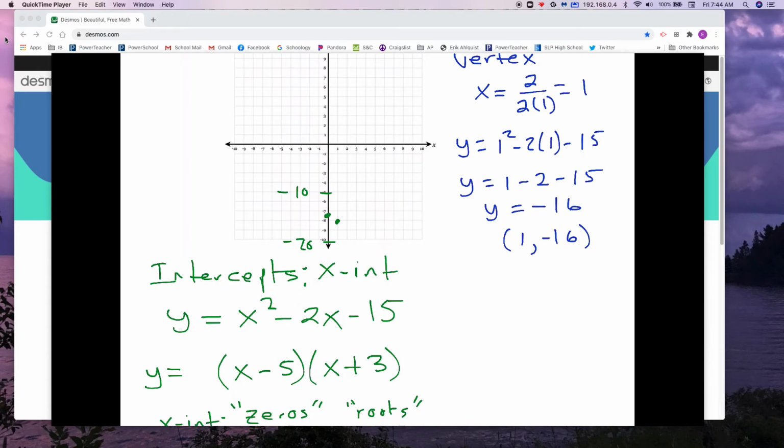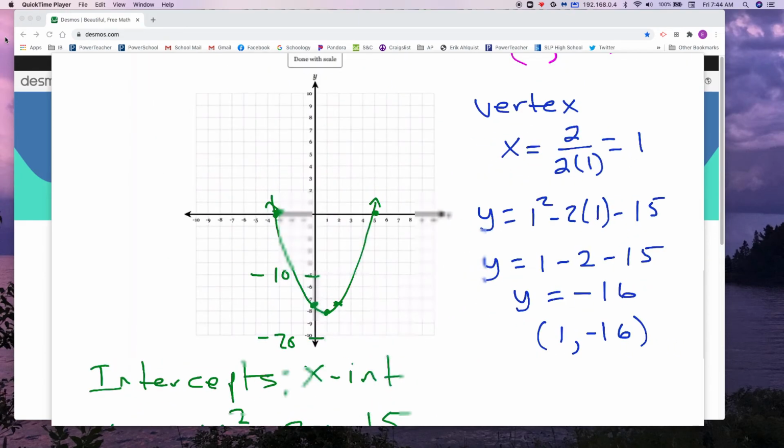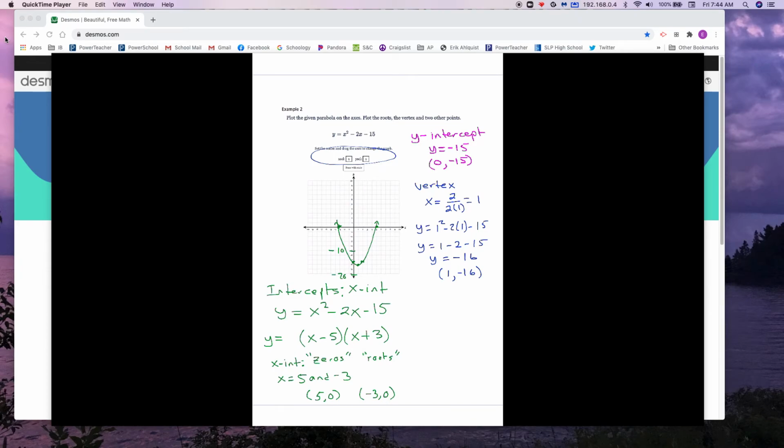Notice that 5, 0 is right here. Negative 3, 0 is right here. And then remember that since I have that point right there, I'm going to have another one in the exact same place, but just symmetrically over. And if I were to do that, then Delta Math would allow me to graph this, but I would have needed to adjust the scale on that. So go back and take a look at that. Notice it opens up because that a value is positive right in front of the x squared.